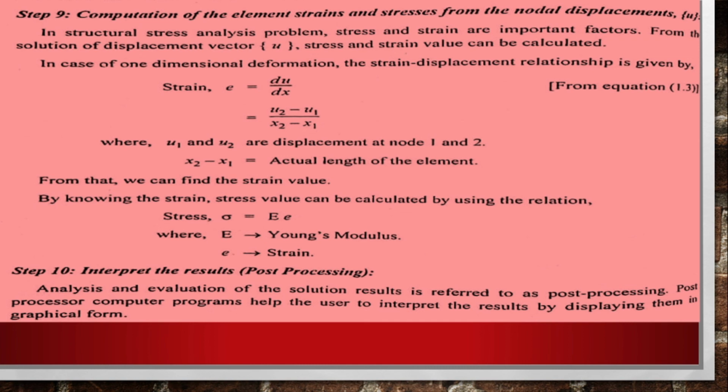So how are we going to get the strain value? Strain e is equal to du by dx. So du by dx is nothing but u2 minus u1 divided by x2 minus x1. This is the strain value for the first element. If you want to find the strain value for the second element, the formula will change as e2 is equal to u3 minus u2 divided by x3 minus x2. Here u1, u2 are the displacements that we get from nodes 1 and 2, and x2 minus x1 is nothing but the actual length of the element.